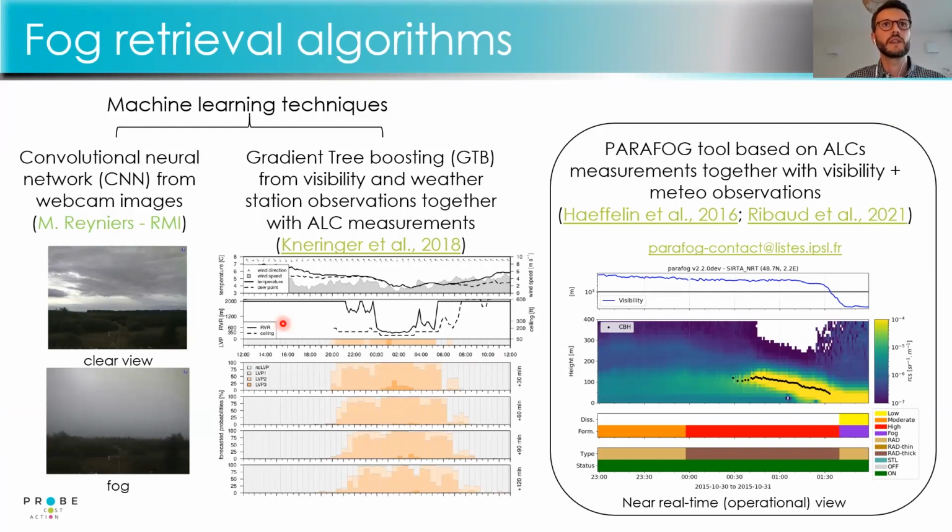So this is an algorithm developed by Philipp Knellinger at the University of Innsbruck in Austria. And on the right, you can see the Parafog tool that we will focus on for the rest of the presentation. Parafog is able to retrieve different levels of alert in near real time to support nowcasting of fog formation. And you can see here moderate and high alert several hours before the fog onset on the right. But I will explain it to you in detail now.